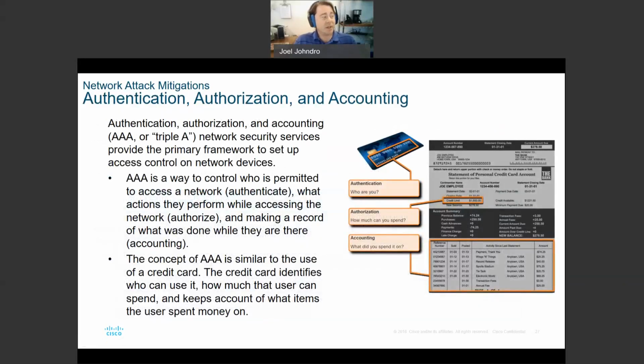I think I mentioned authentication servers before. It uses AAA for authentication, authorization, and accounting. This basically controls who has access, what each user is allowed to do, and also tracks user actions throughout the network.